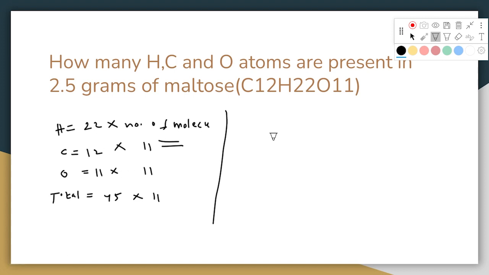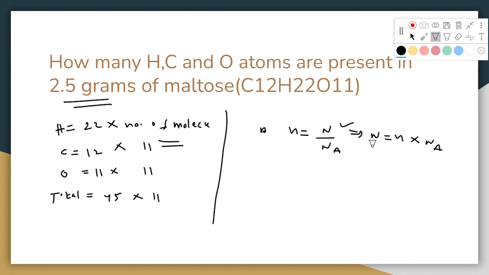Then find out the number of molecules. How can you find out? Given 2.5 grams mass, we know the number of molecules equals number of moles into Avogadro number. We have this formula: number of moles equals number of molecules by Avogadro number. So I can write number of molecules equals number of moles into Avogadro number, right?